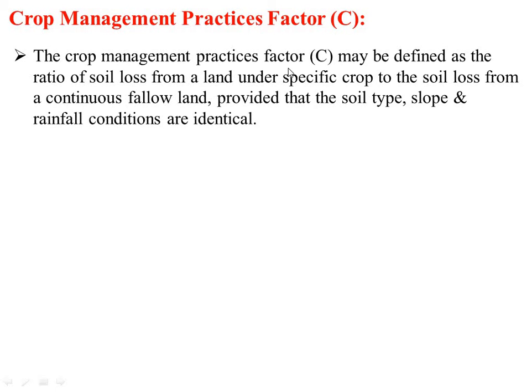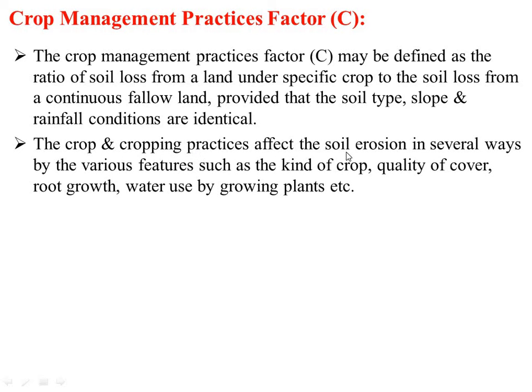Coming to the soil loss estimation and then continuing with the next factor, the crop management factor, that is the C. The definition is the ratio of soil loss from a land under specific crop to the soil loss from a continuous fallow land, provided that the soil type, slope and rainfall conditions are identical. The crop and cropping practices affect the soil erosion in several ways by the various features such as kind of crop, quality of cover, root growth, water use by growing plants, etc.